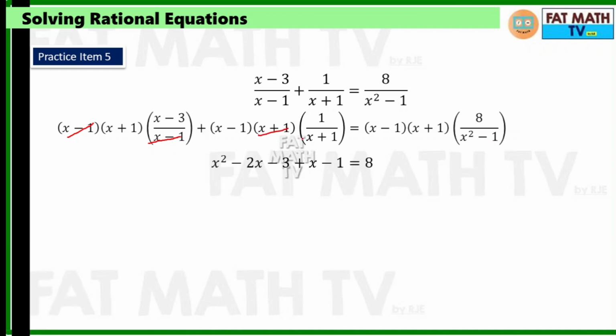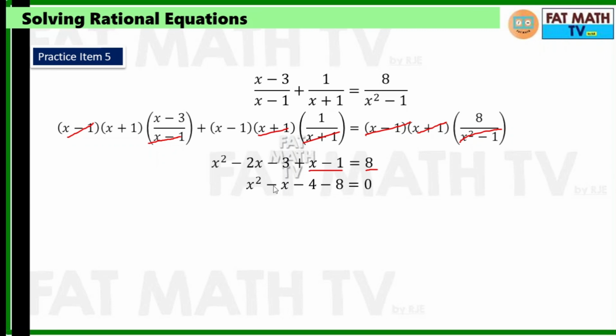And then we can cancel here x plus 1 and x plus 1. So x minus 1 times 1 is x minus 1. And then here we can cancel x minus 1 times x plus 1 with x squared minus 1, because x squared minus 1 is x minus 1 times x plus 1. So we will have 8 left. Again, this is a quadratic equation. Okay, simplify the left side of the equation.